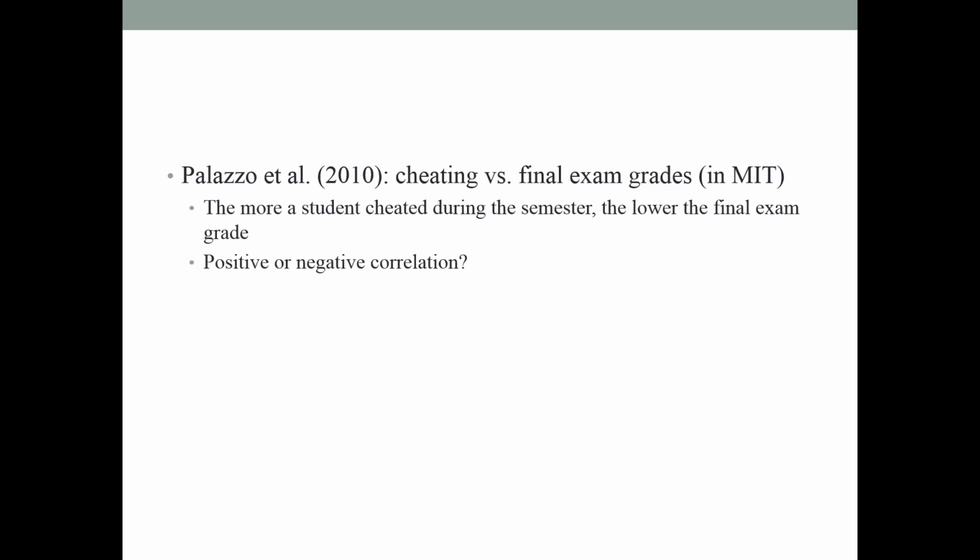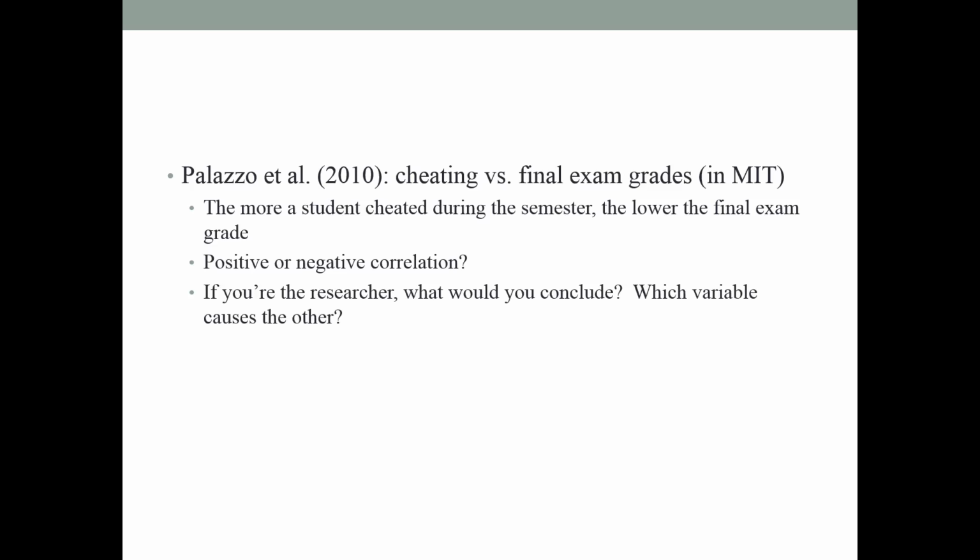Right? Now, is it positive or negative correlation? At this point, we should be able to know already. So there are two variables, right? The cheating is one variable, and final exam grades is another variable, and the more a student cheats, the lower the grade. So obviously, they are moving in opposite directions, right? This one more, then this one will be less. So that's negative correlation. Two variables are moving in different directions.